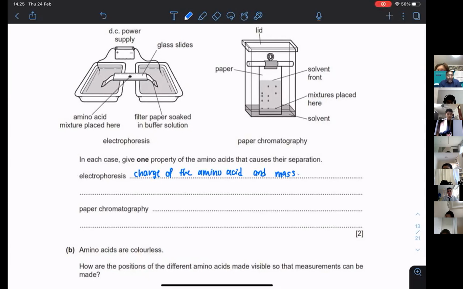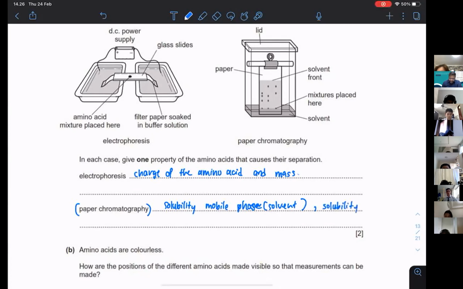For paper chromatography, remember, in chemical analysis I went through paper chromatography first. What is going to be the property? The first is the solubility towards the mobile phase, which is the solubility towards the solvent. Something that is more soluble will travel more.